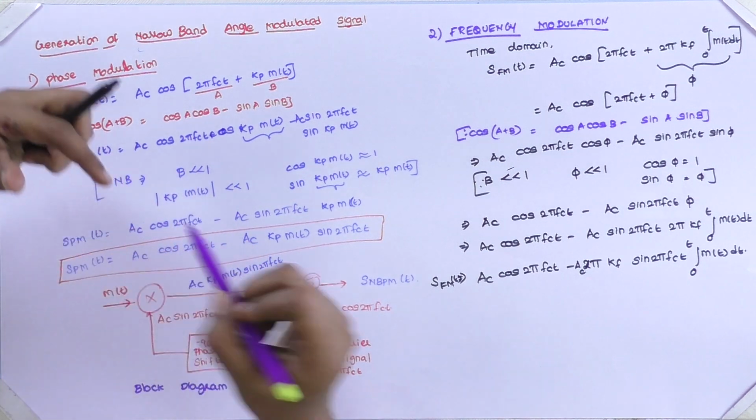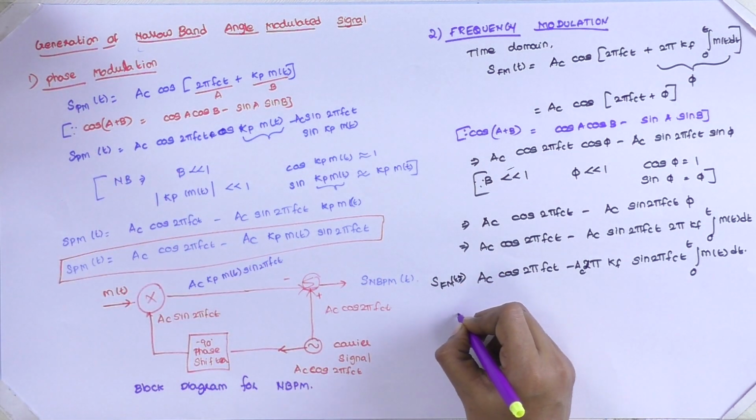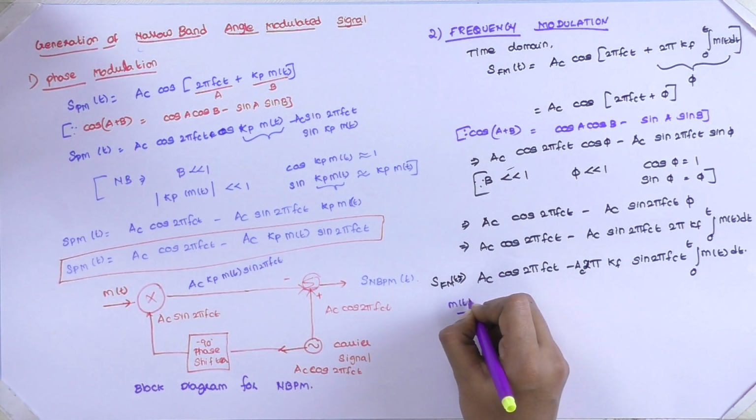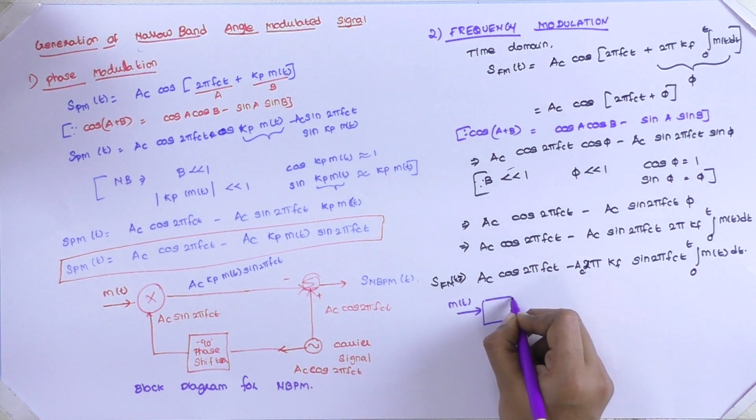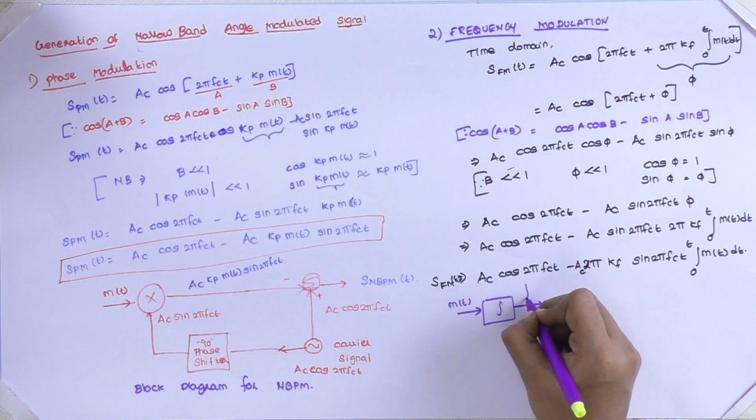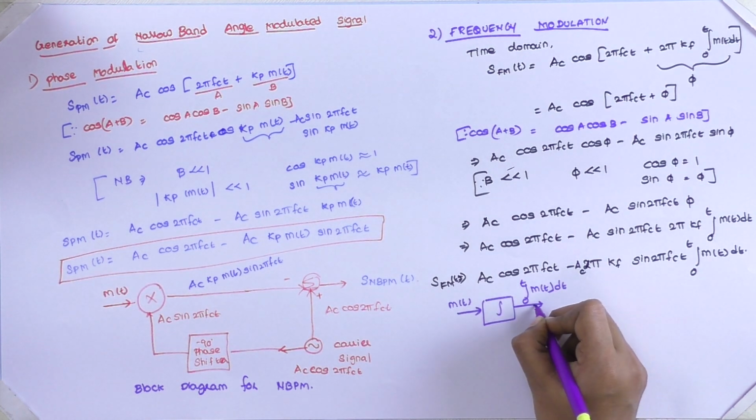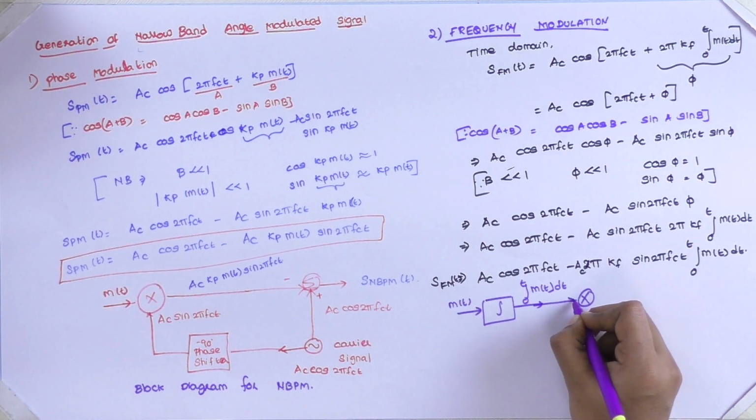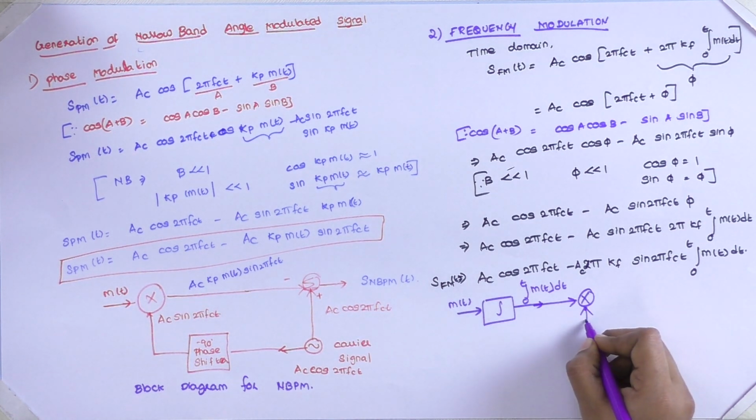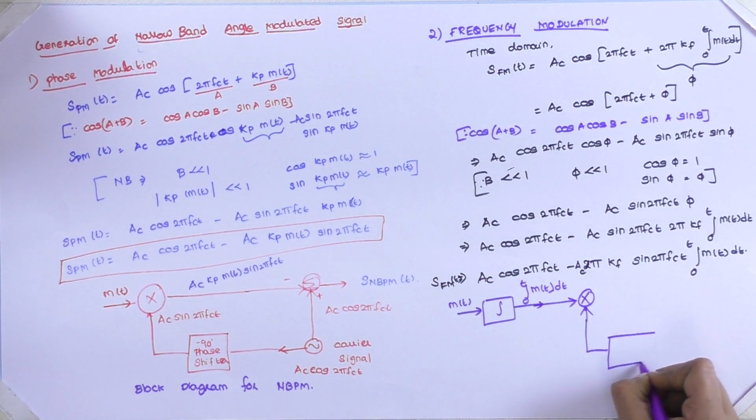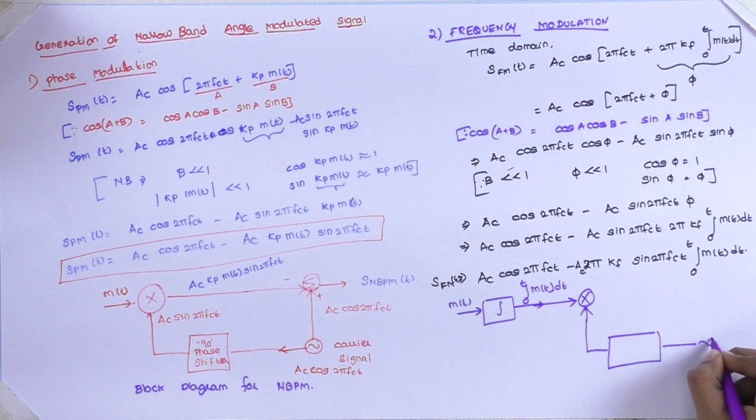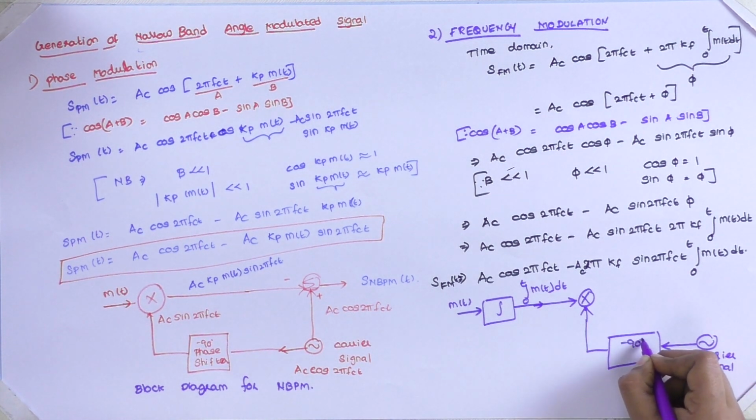Therefore, for the block diagram, we have to apply this m of t over an integrator. Therefore, the output will be integral over 0 to t m of t dt. The output is fed as one of the inputs for the product modulator. The other input will be coming from the carrier signal. This is our carrier signal. This is the 90-degree phase shifter.